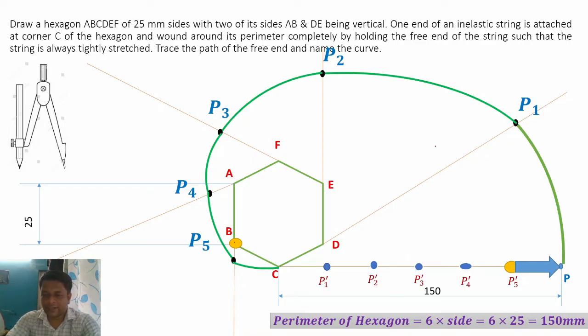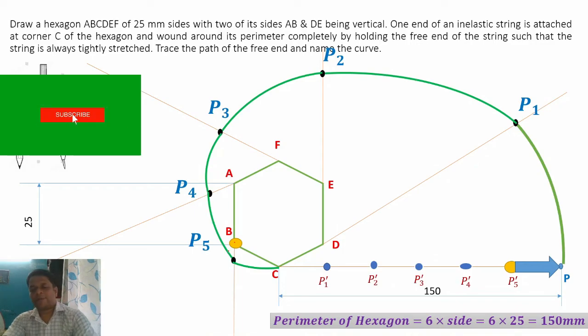You can use the French curve to make it smooth. When you draw it with the help of proper measurement and drawing instruments, you will get a perfect curve with this method. So this method is very simple.